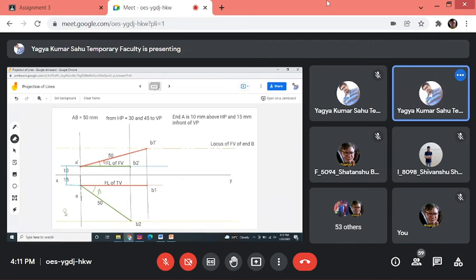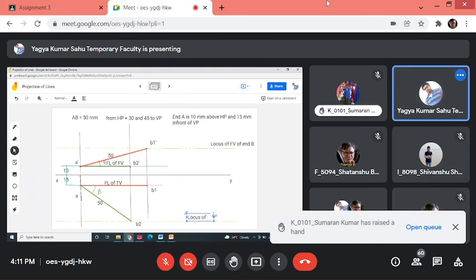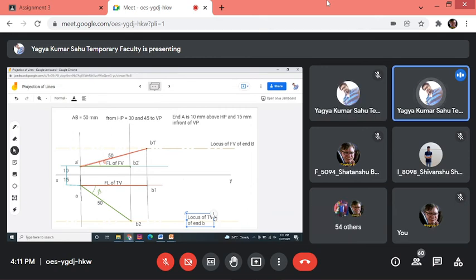Draw properly. Okay, next. This is the locus of top view, the locus of top view of B. Okay. So now we have the locus of top view, the locus of front view, the length of top view, the length of front view. Next, what to do?